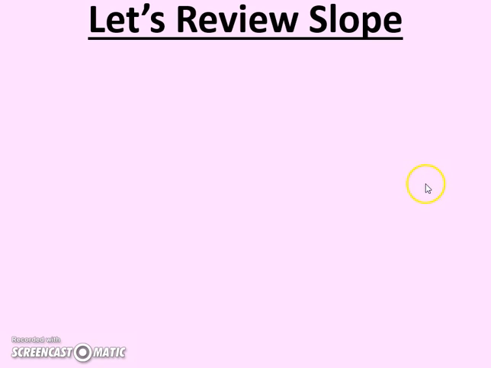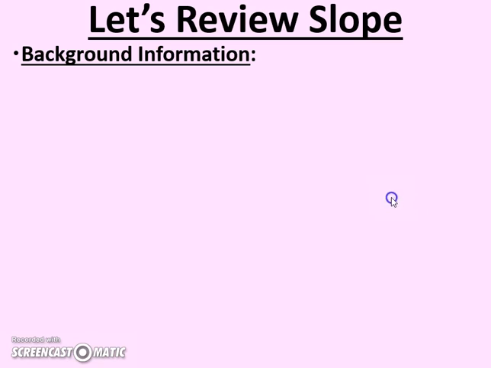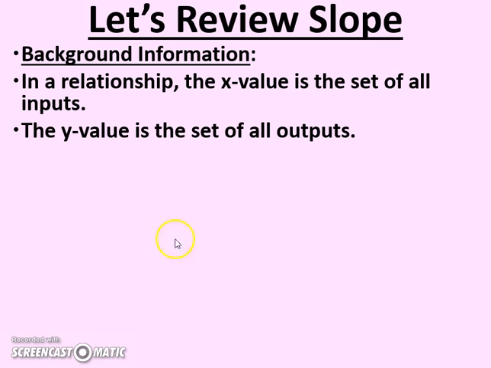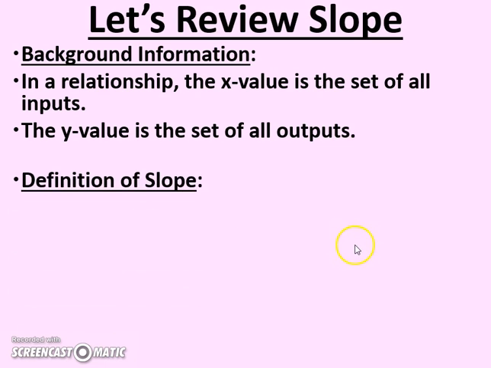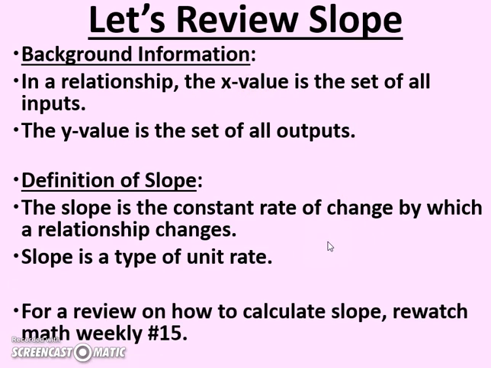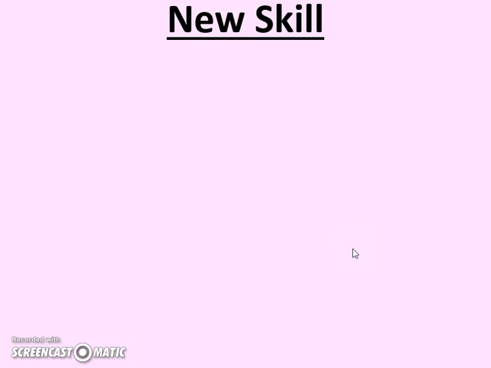Before we begin with our new skill, let's review slope. Remember, we need some background information to understand slope. In a relationship, the x value is the set of all inputs and the y value is the set of all outputs. Slope, by definition, is the constant rate of change by which a relationship changes. How does the y value change when the x value changes? Slope is a type of unit rate. For a review on how to calculate slope, rewatch Math Weekly number 15.